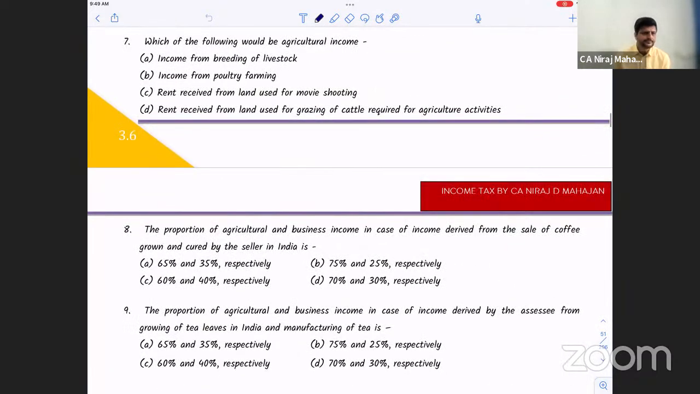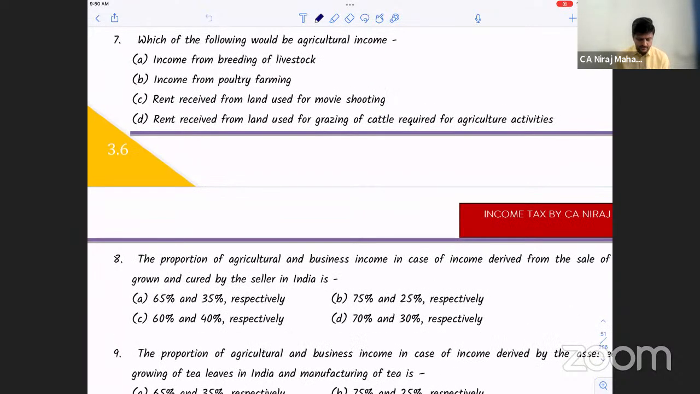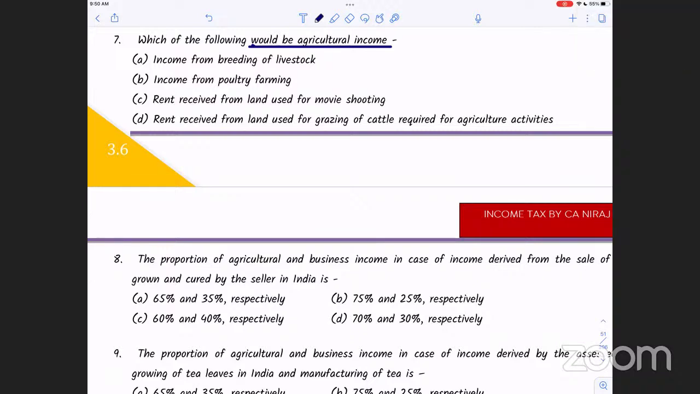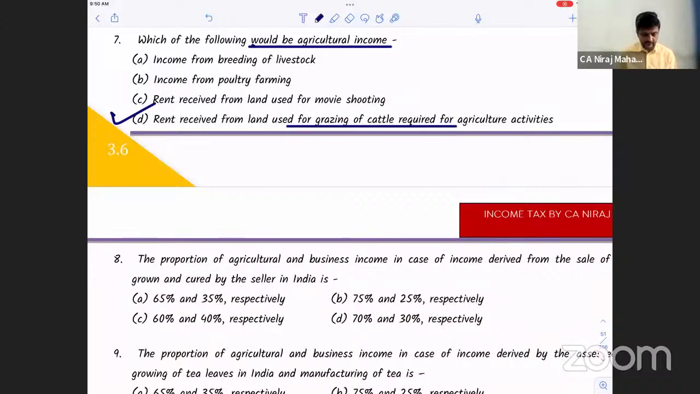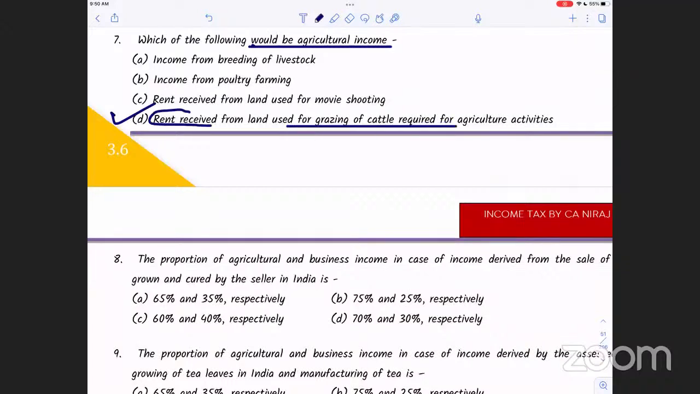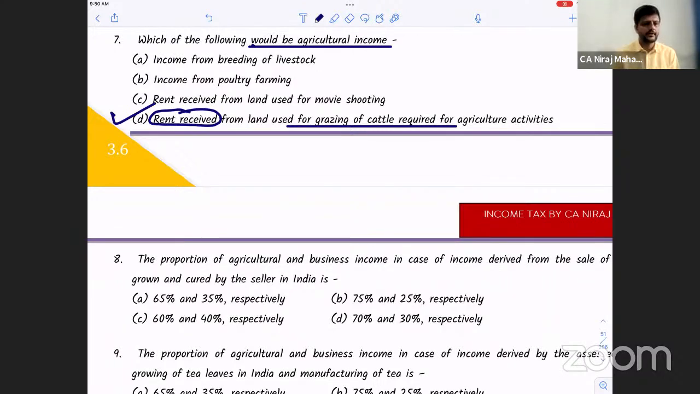Question number 7, give me the answer. Before we take breaks, let's finish the MCQs, whichever we have covered till now. Question number 7: which of the following would be agricultural income? Income from breeding of livestock, poultry, rent received from land used for movie shooting. Look at the table I've given you. Rent received for grazing of cattle, but if those cattle are used for livestock or milk and that income, then that is taxable. That is not agricultural.